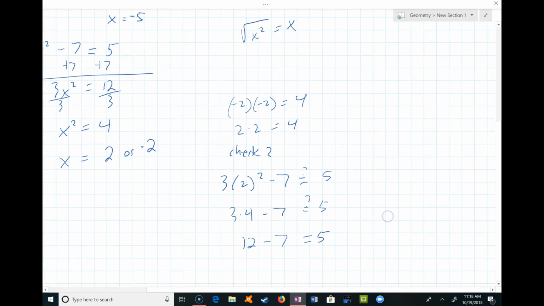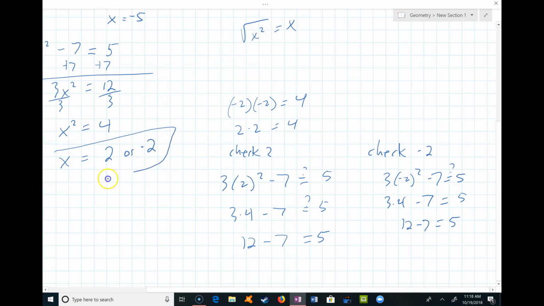But if we check negative 2, then we go 3 times negative 2 squared minus 7 equals 5. Does it? And of course, negative 2 squared is also 4. So that'd be 3 times 4 minus 7. And once again, we get the same thing. 12 minus 7 is equal to 5. So both of them check out. So in this case, there's actually two solutions.